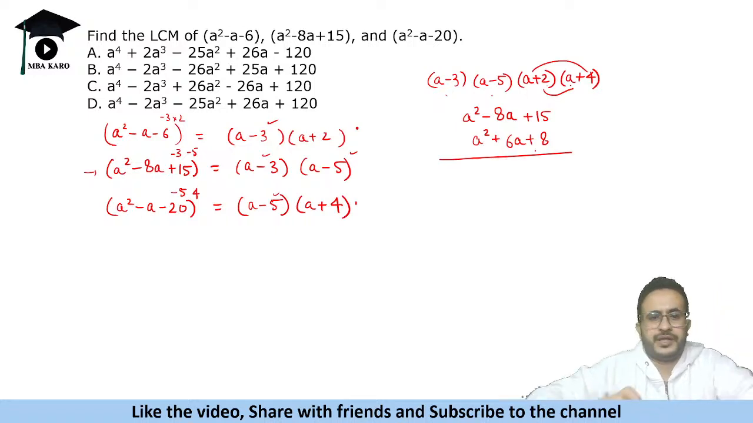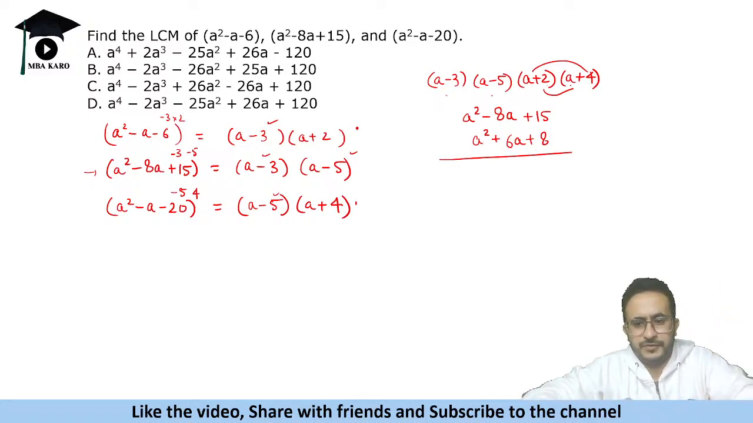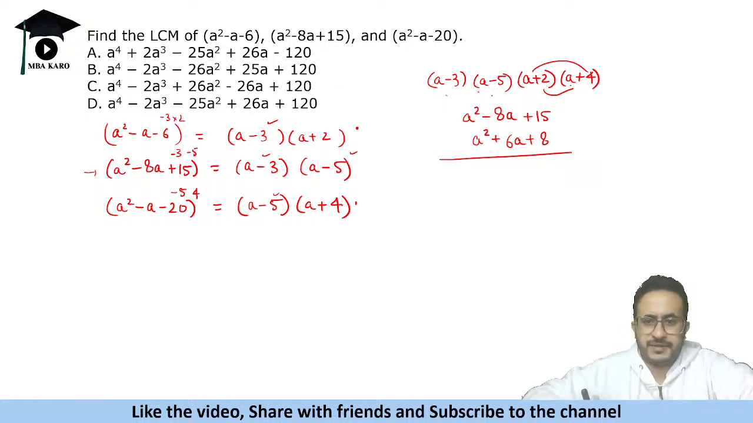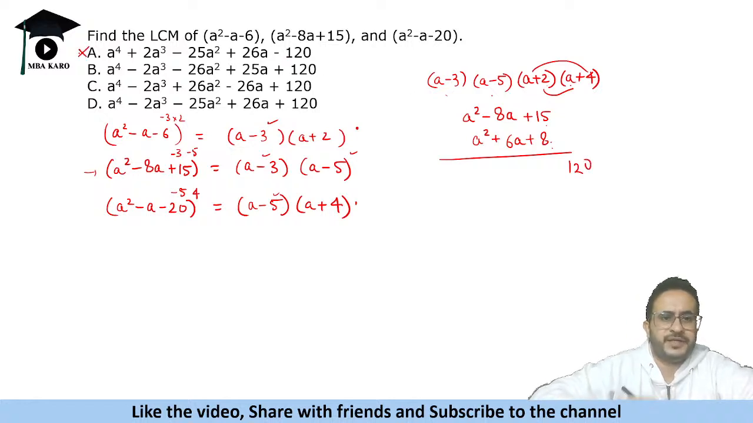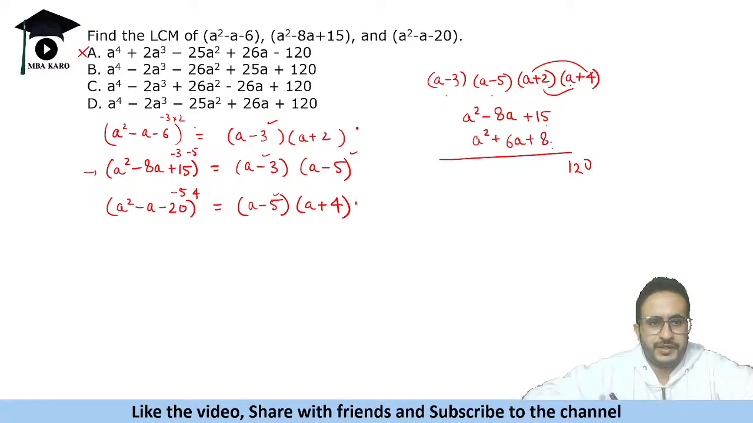Now one thing that we can do is try to eliminate options and get the result. We can multiply this, that will take time, but we can eliminate certain things. For example, 15 into 8 is 120. So the constant term is 120. This is minus 120, so we can eliminate it.